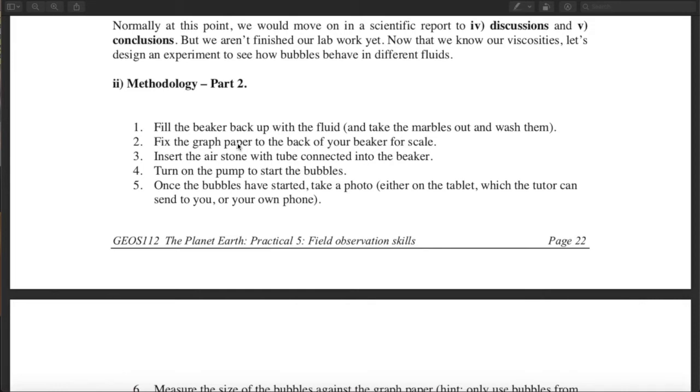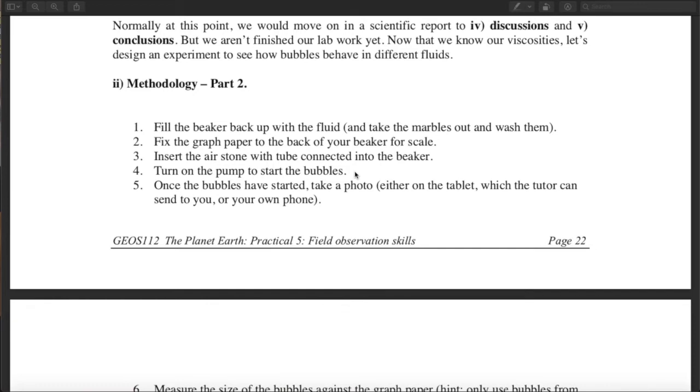The next part is you're going to affix, we initially said graph paper, we've got a ruler today, which we're going to affix to the beaker for a scale to allow you to measure the size of the bubbles. Then we're going to have an air pump connected via a pipe to an air stone, and we're going to insert that into the beaker, and then we're going to switch it on to start a bubble flow. Now all the air pumps are on the same setting, they're putting out the same amount of air, the air stones are exactly the same, so it's a fairly controlled experiment.